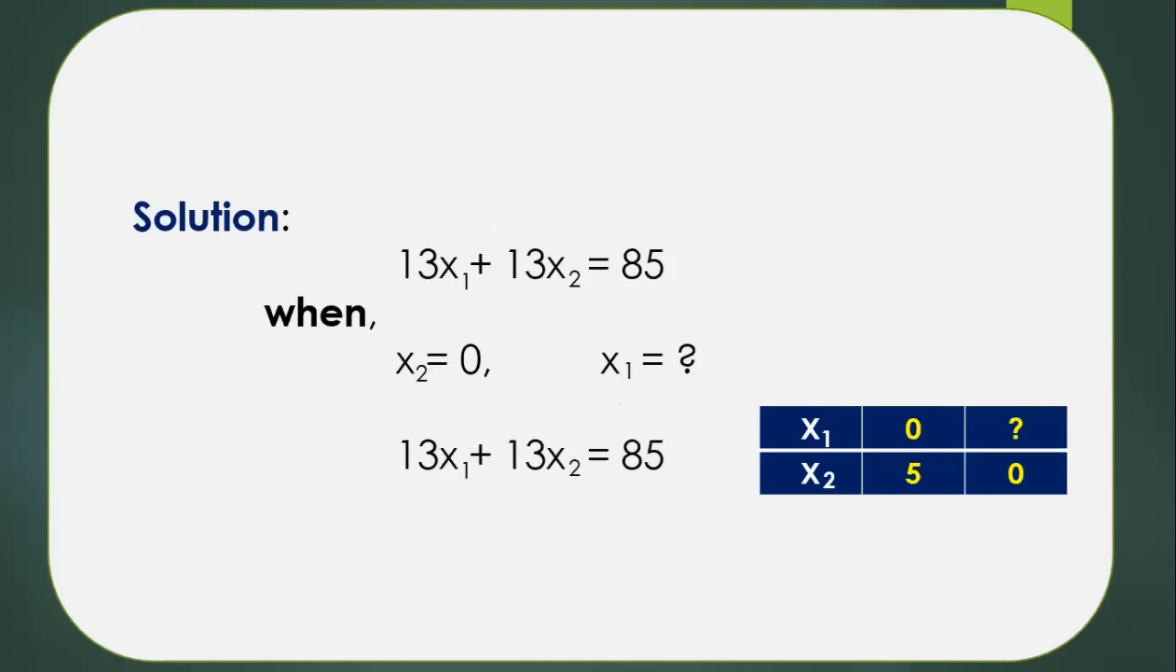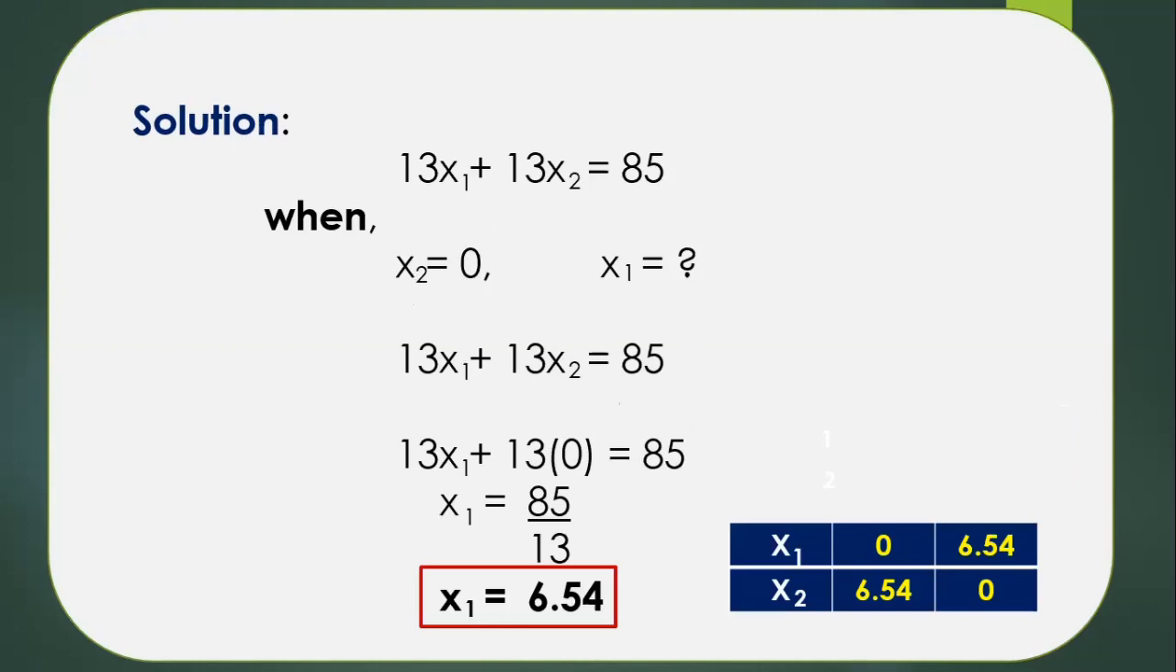So we need to find the value of our x sub 1. In order to do that, all we need to do is plug in the value of our x sub 2 into our formula. And that becomes 13 x sub 1 plus 13 times 0 equals 85. So x sub 1 equals 85 over 13. So the value of our x sub 1 will be 6.54.